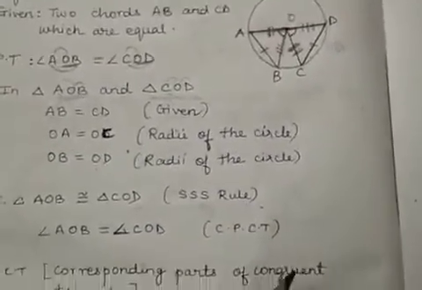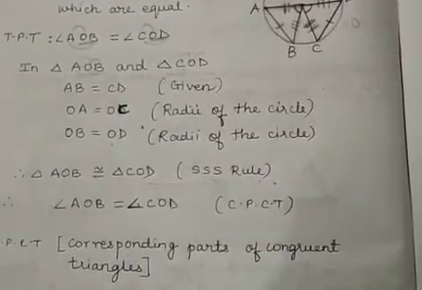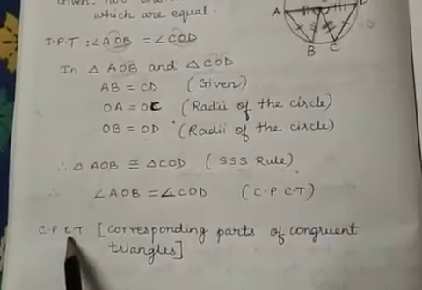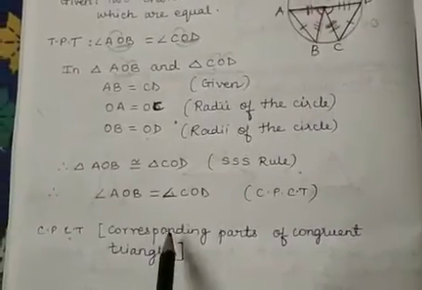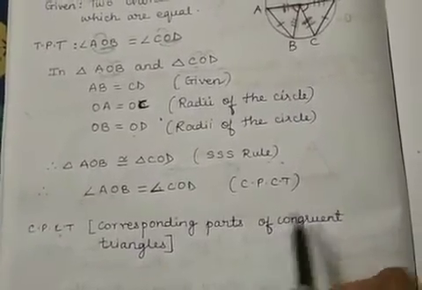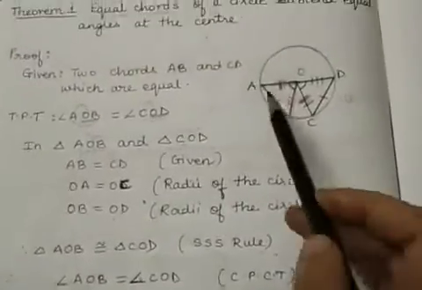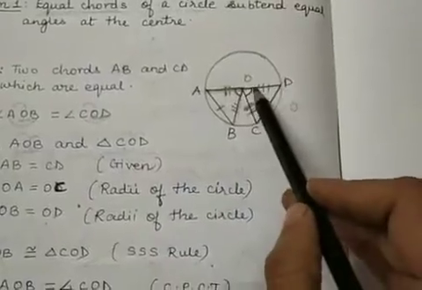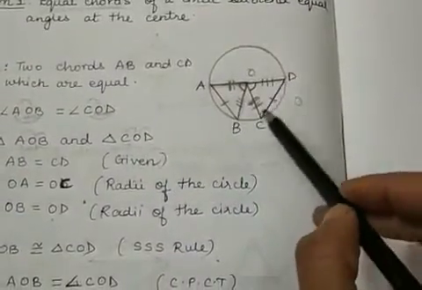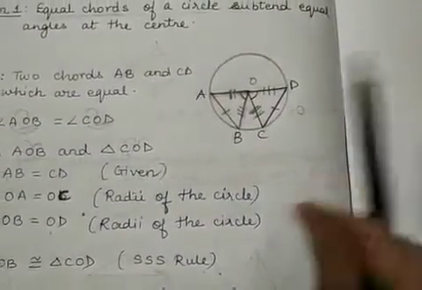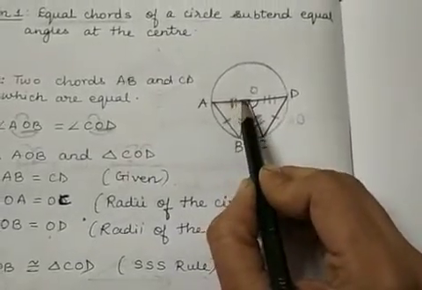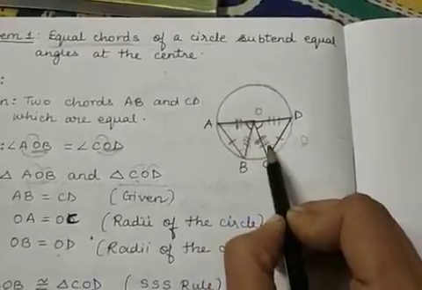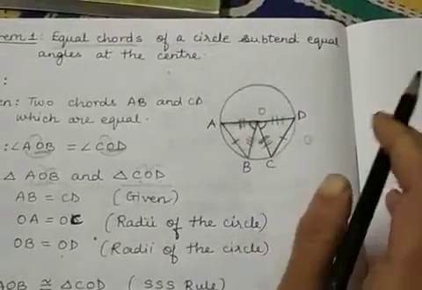Now another thing that you have studied in congruence of a triangle is CPCT. What is CPCT? It stands for corresponding parts of congruent triangles. Okay, what it means is that when you say these two triangles are congruent, means if the two triangles are of the same size and shape, then this angle should be equal to this angle, and this angle should be equal to this angle.